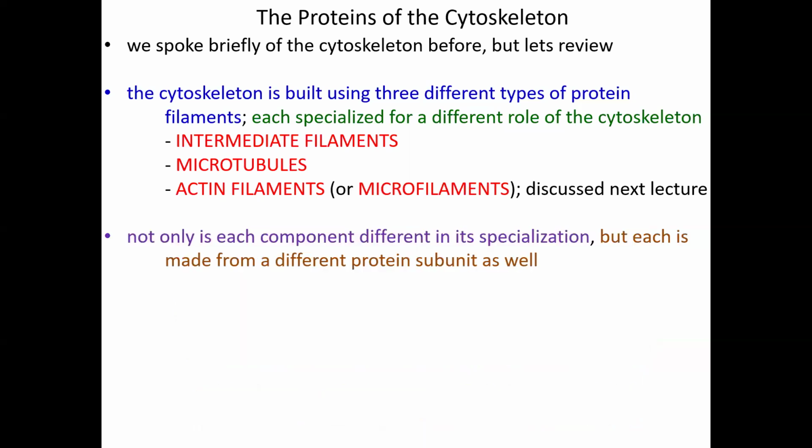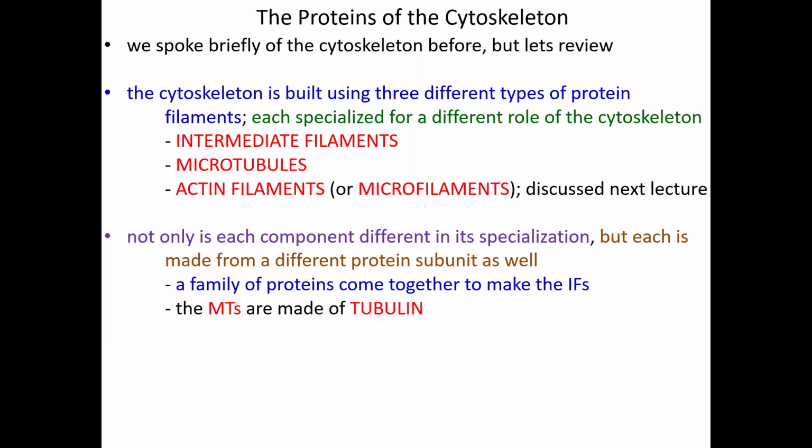Not only is each of these cytoskeletal components different in its specialization and the job that it does in the cell, but it's also different in its construction and what it's actually made of. Each of these cytoskeletal components is made up of different protein subunits. In fact, for each of them, it's a family of similar proteins that come together to make intermediate filaments, microtubules, and actin filaments. The family of proteins that make microtubules are called tubulin, and there are two main types, alpha and beta. There's also a gamma that we'll discuss briefly.